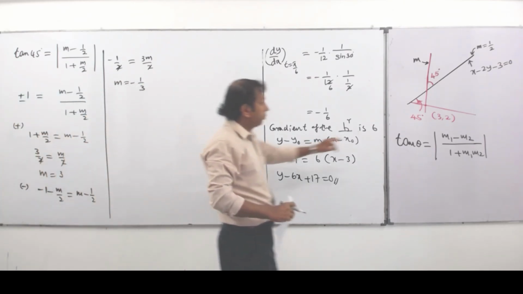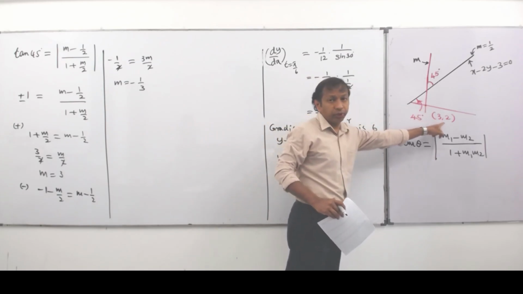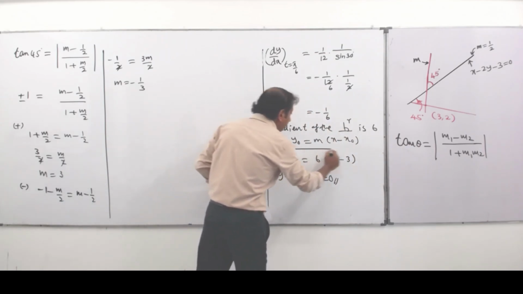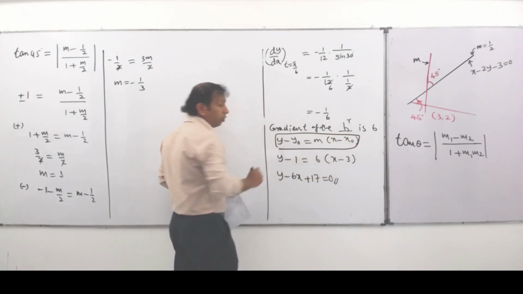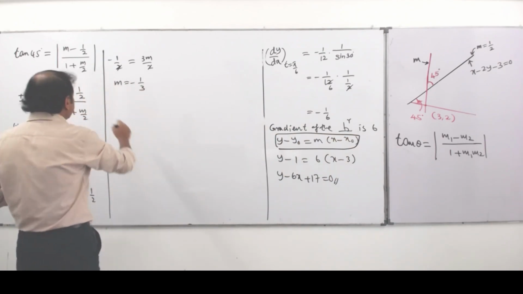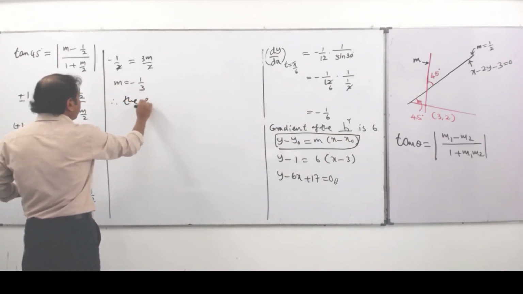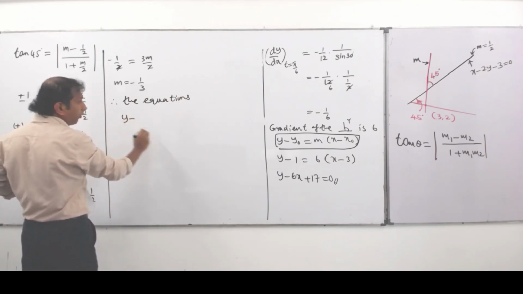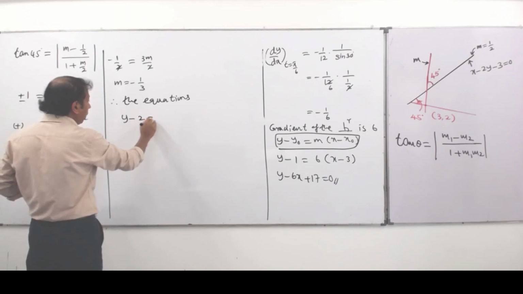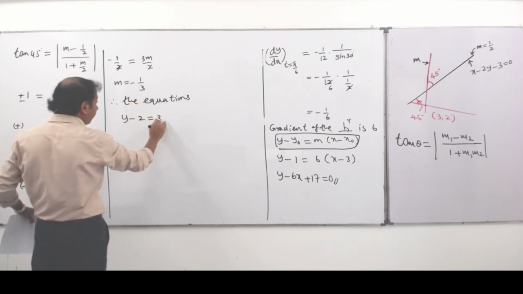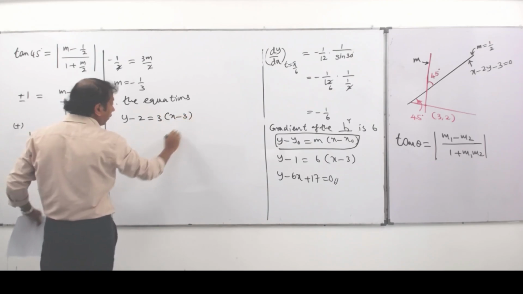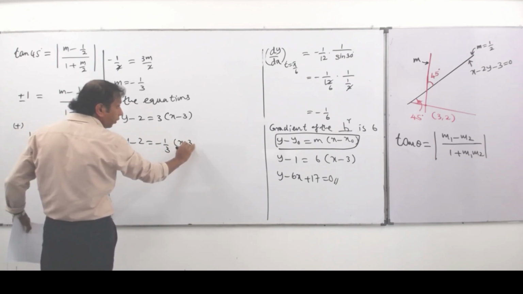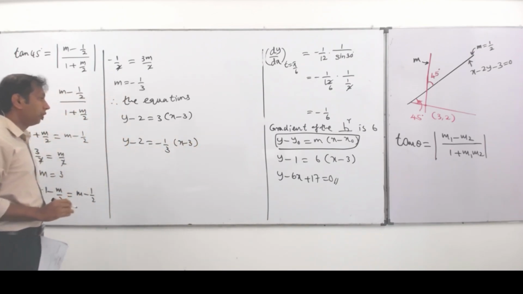Now these two red lines pass through (3, 2), no? That we can take as x0, y0. As before, using this, you can find the two equations. First one: y minus, as our y0 we can take 2, first gradient we will take as 3, x minus 3. Second one: y minus 2 equals minus 1/3 times x minus 3. This way we can take the two equations, right?